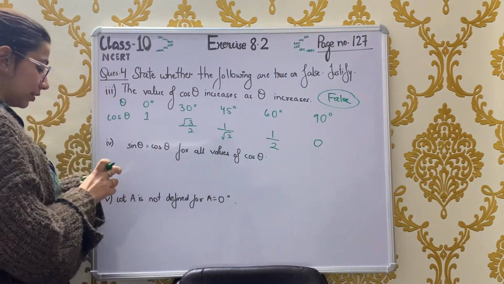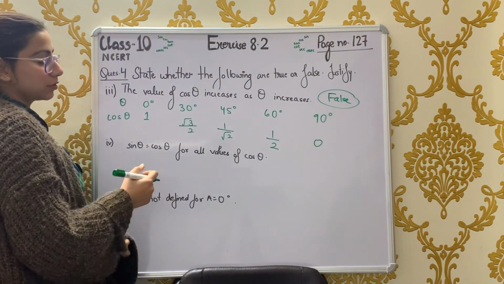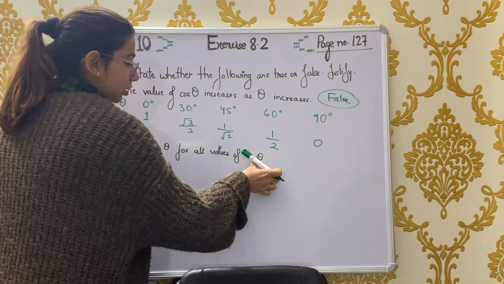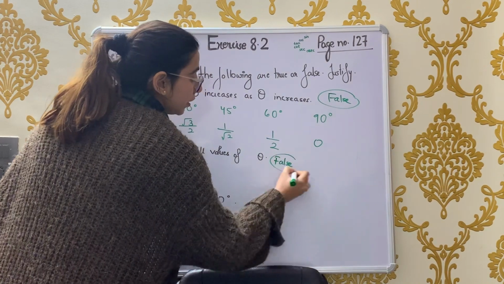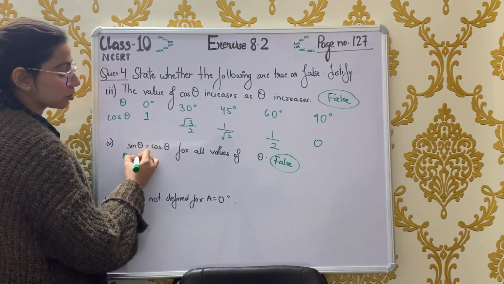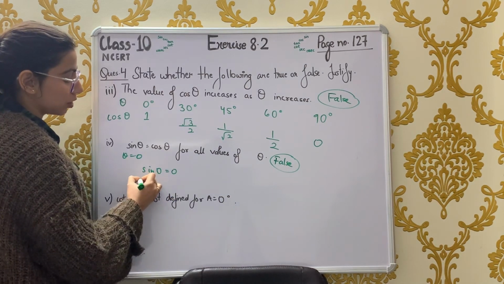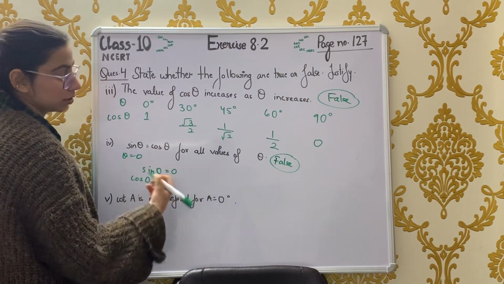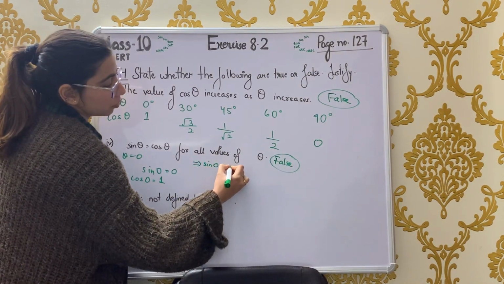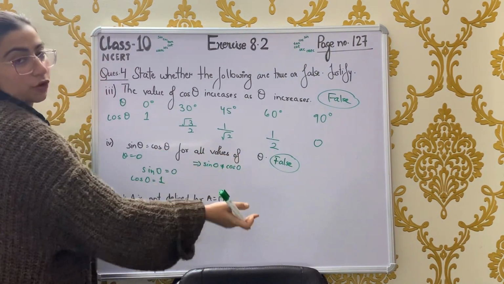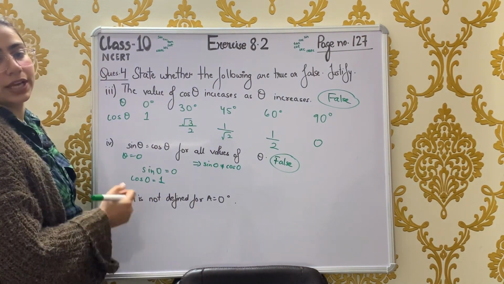Coming to the fourth part, it says that sin theta is equal to cos theta for all values of theta. False. We know, say theta is equal to 0. So sin 0 is 0, whereas cos 0 is equal to 1. That implies sin 0 is not equal to cos 0. So therefore it's false.